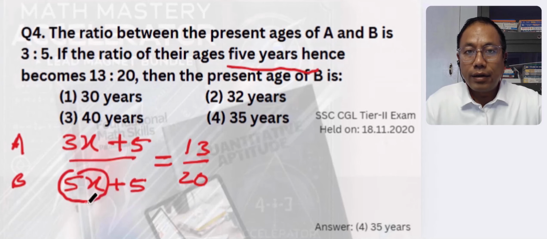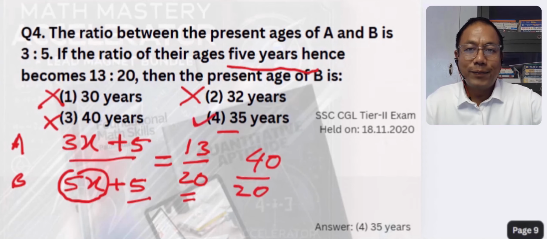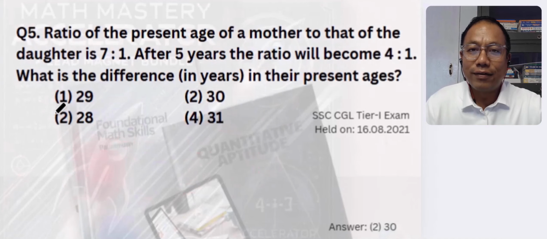I'll get the answer from the options itself. Answer plus 5 must be divisible by 20. 30 plus 5, 35, not divisible by 20. 32 plus 5, 37, not divisible by 20. 40 plus 5, 45, not divisible by 20. 35 plus 5, 40, that is divisible by 20. Therefore, the right answer is option 4. Can you understand? Okay, let's solve question number 5.